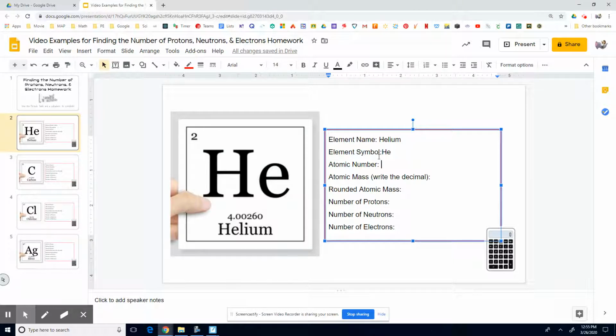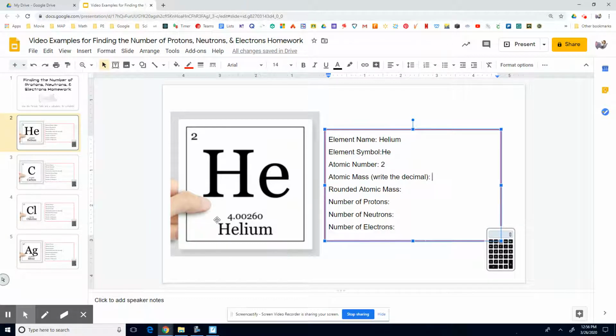Below that, we see atomic number. The atomic number is this one up here in the corner. It tells you the number of protons in the nucleus of the atom. So we see helium's special number, or atomic number, is the number 2. That means that there are 2 protons in the nucleus of an atom of helium.